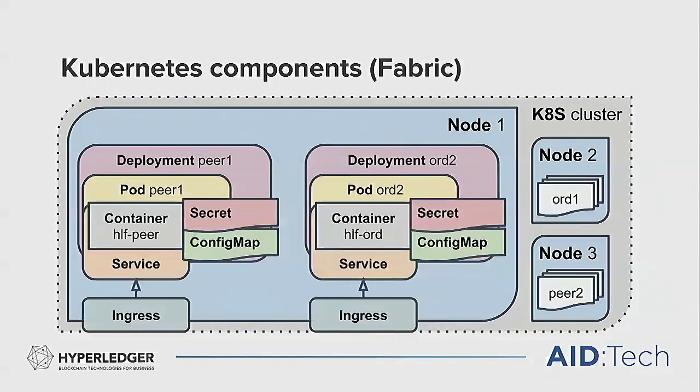Okay. Typically, this is what it will look like to have a deployment of a peer or an orderer on Kubernetes. We'll have, for example, one of the deployments for peer one on our first server, and we might have the deployment also on the same server of orderer two. Inside, you'll see that there's a container, HLF peer, and a container, HLF ord, and both of these might be communicating with the outside world via an ingress. And on the other nodes, you might have orderer one and peer two, and so on and so forth.